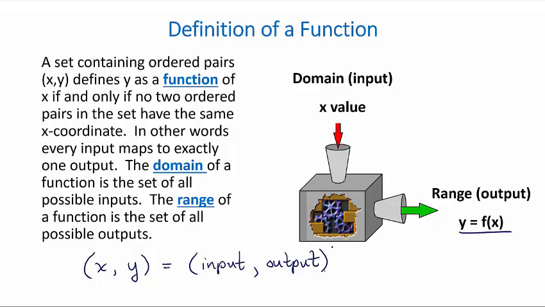So if you have a set of points and you have 2 points that have the same input but different output values, then that set of points cannot represent a function. Right? So for each input, you have to get one output. If you enter an input and you're getting out 2 different outputs, it's not a function.